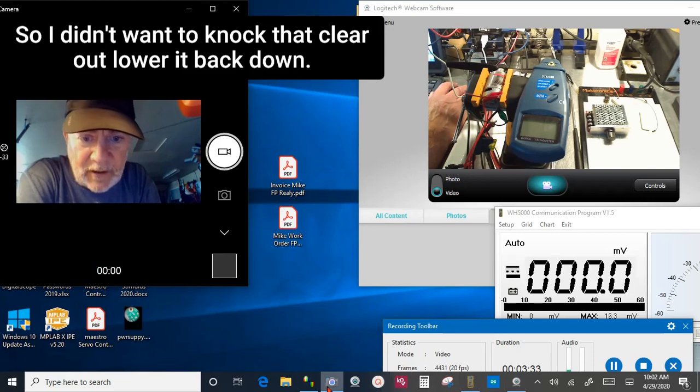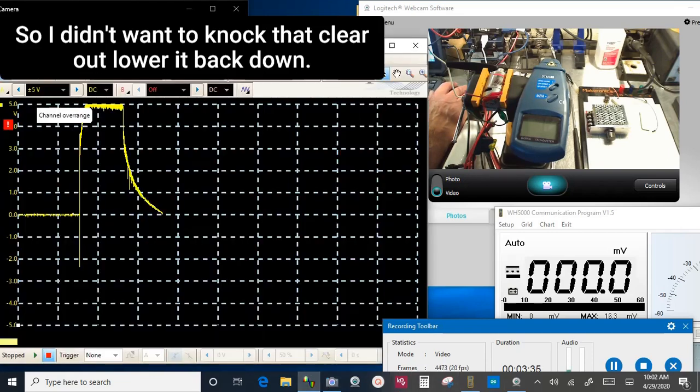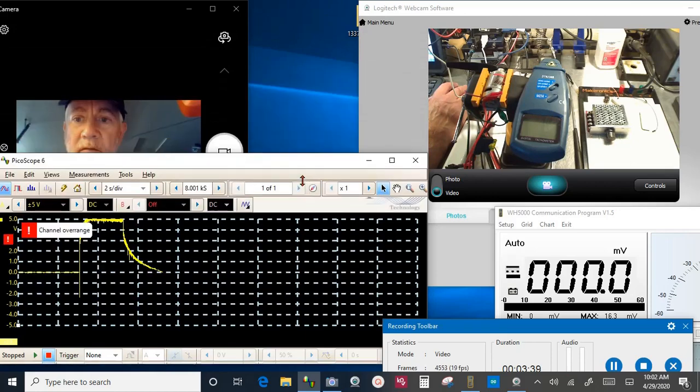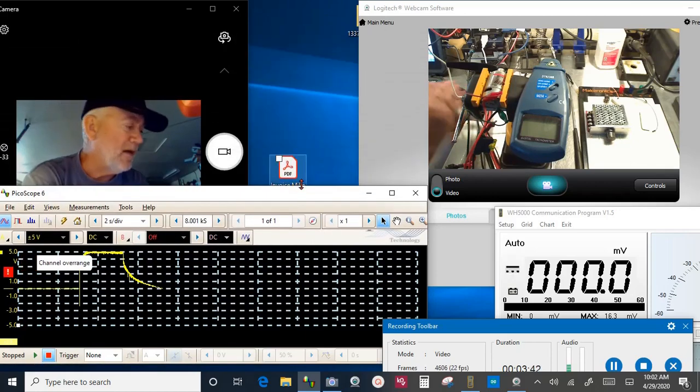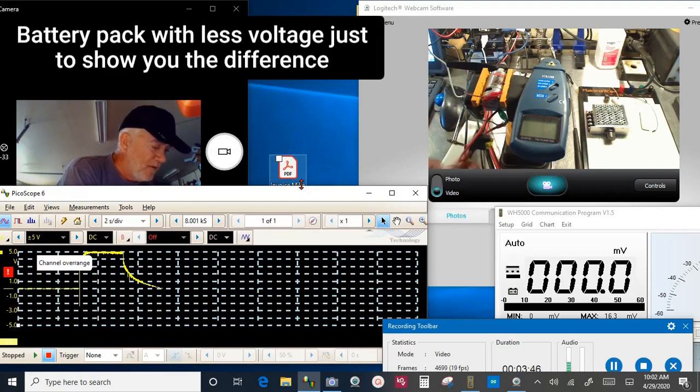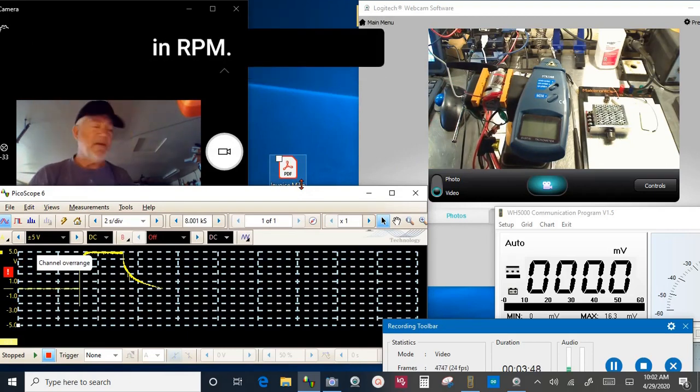So I didn't want to knock that clear out. I'll lower it back down. I'm going to hook up a battery pack with less voltage just to show you the difference in RPM.